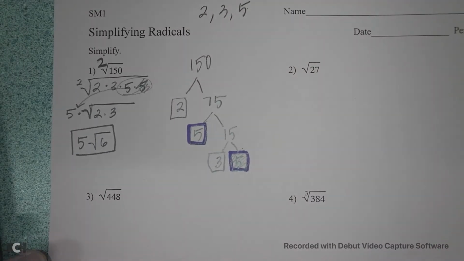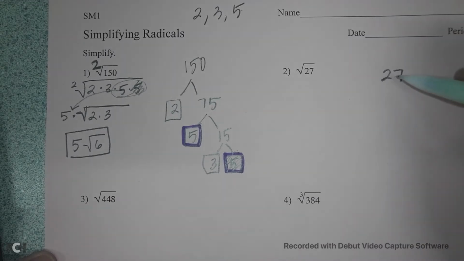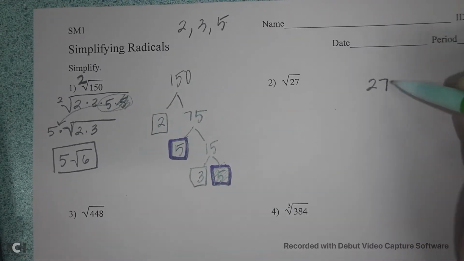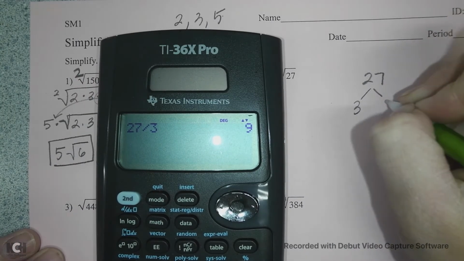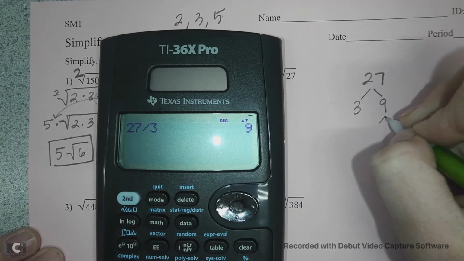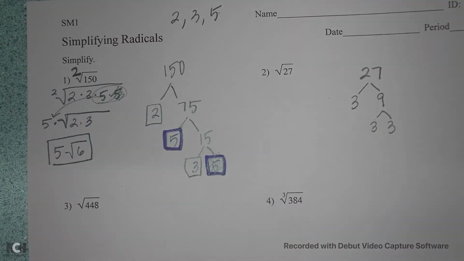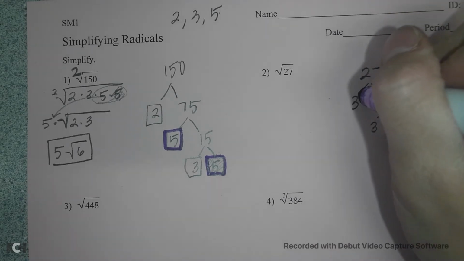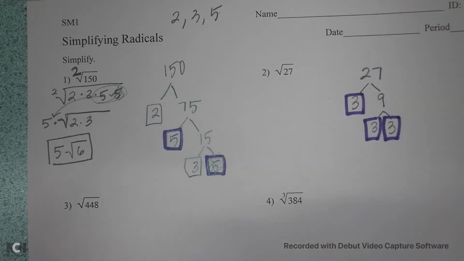So let's do another one. 27, so we start by making a factor tree. Now 27 isn't even, so we can't divide it by 2. And it doesn't end in a 0 or 5. So we're going to try dividing 27 by 3. So 27 divided by 3 is 9. So 3 makes 9, and 9 divides by 3 and 3 as well. So the ending of my tree, the branches, I've got 3, 3, and 3.